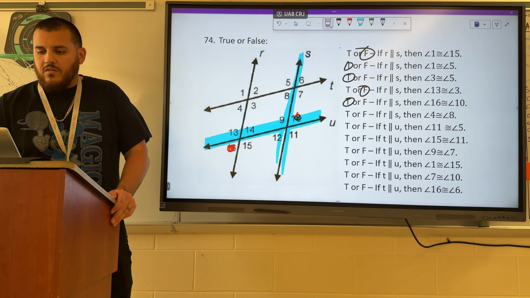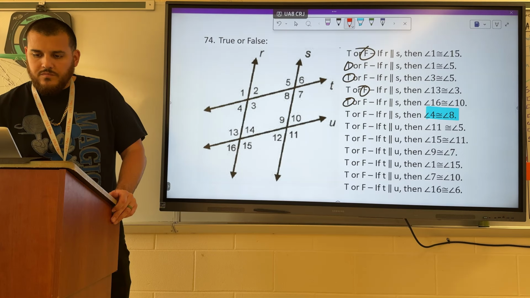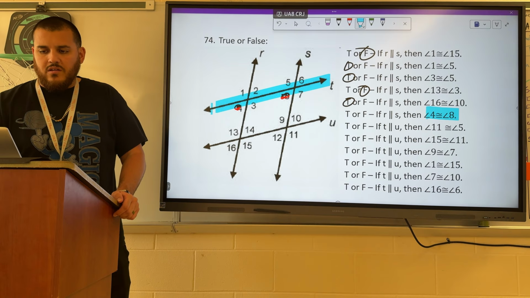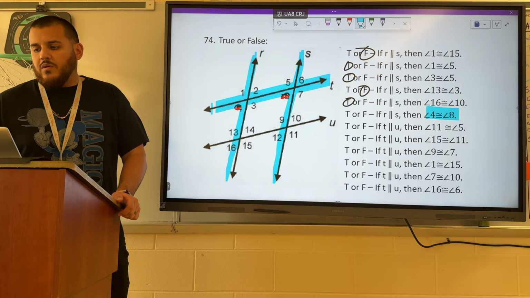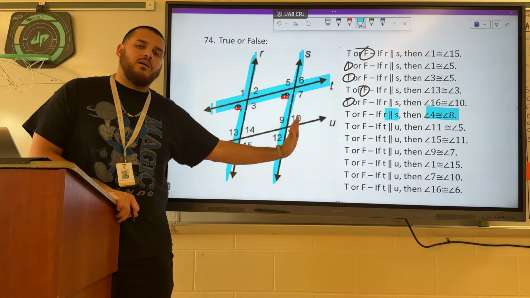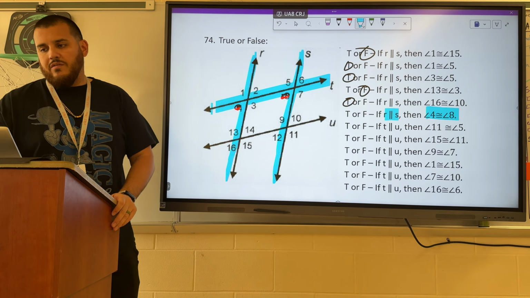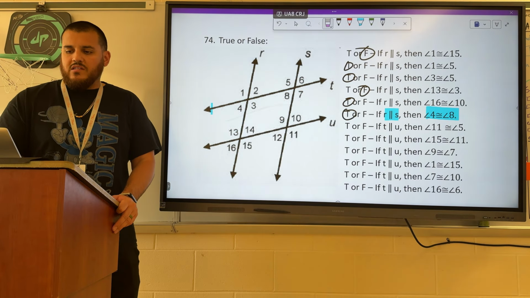Here's our last one involving lines R and S. We have angle 4 congruent to angle 8. Here's angle 4, here's angle 8. 4 is created at the intersection of T and R. 8 is at the intersection of T and S. So we do have the relevant R parallel to S here. We have corresponding angles again, both in the bottom left. That is true.